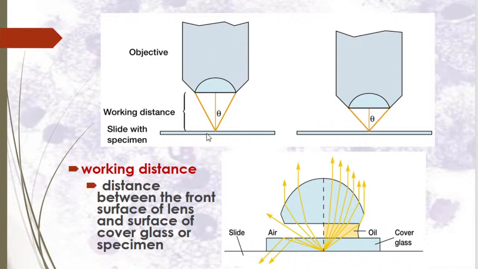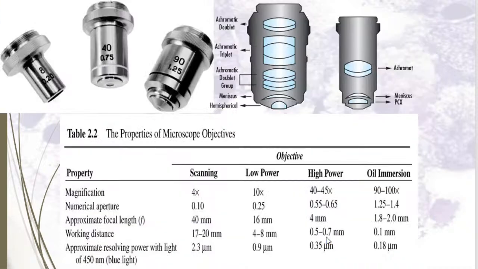This area is named the working distance, the distance between the front surface of the lens and the surface of the cover glass of the specimen. And how are we to use it for our microscopic investigations? Look, this is the structure of the objective lens. This is achromatic and apochromatic, specially made to reduce the chromatic aberration inside microscopes.